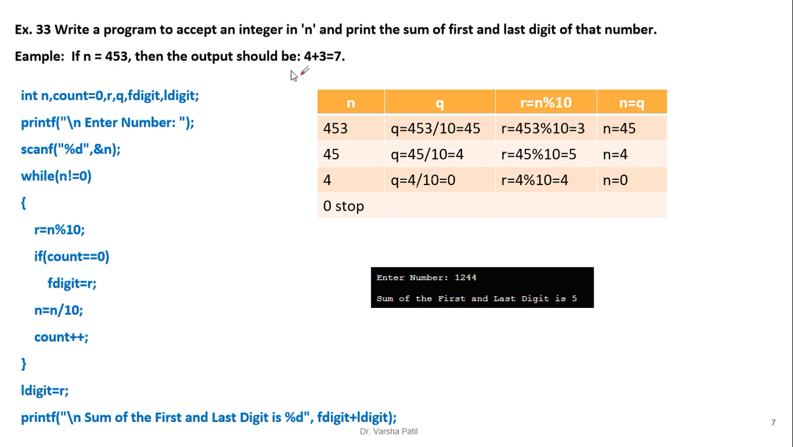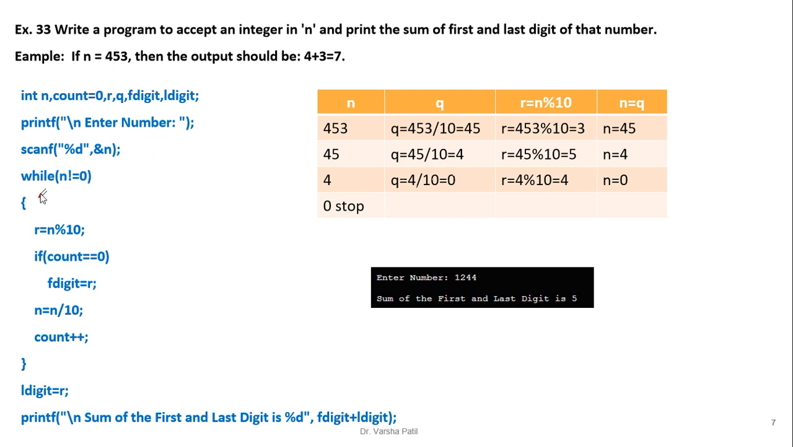Now we have to write a program in which we add the first digit and the last digit. This program will work only for more than 2 digits, but here we are not taking that much restriction, we are keeping it simple. So for that our number should be greater than 10, greater than 9.